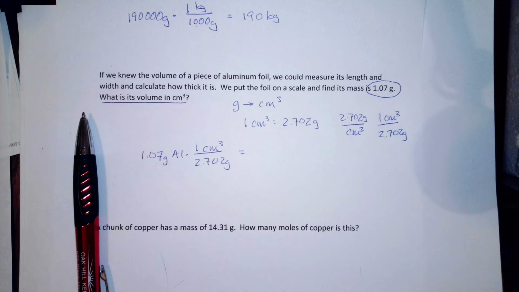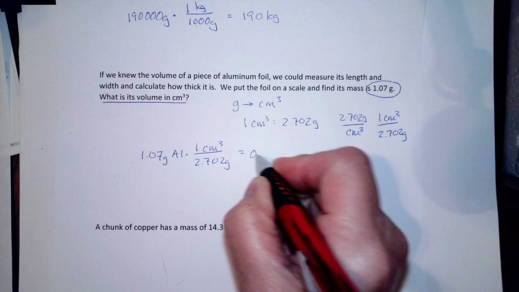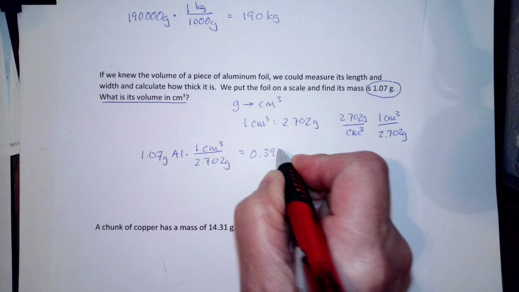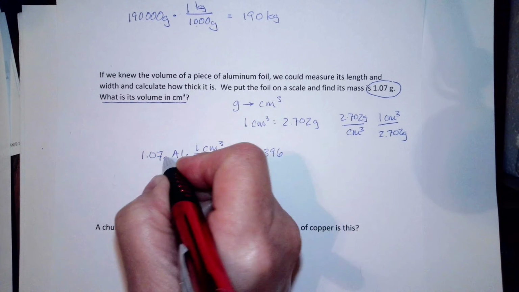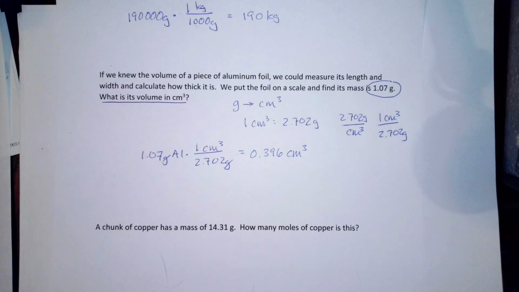And this is the rate determining step here. 1.07, 2.702, and we get 0.396. What are the units? Well, grams cancel out and give us centimeters cubed. Okay.